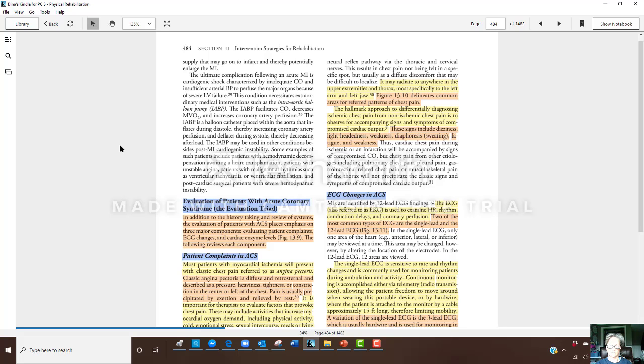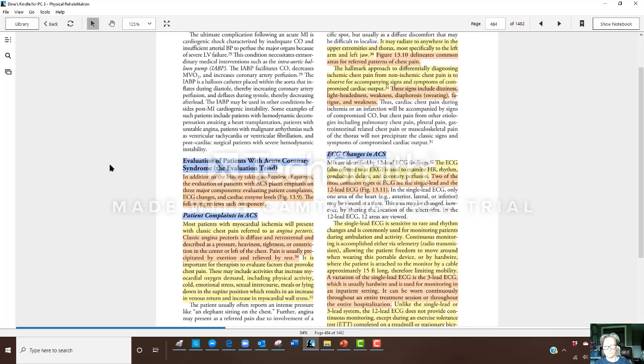These signs include dizziness, lightheadedness, weakness, diaphoresis (sweating), and fatigue. Thus, cardiac chest pain during ischemia or an infarction will be accompanied by signs of compromised CO. Chest pain from other etiologies, including pulmonary chest pain, pleural pain, gastrointestinal-related chest pain, or musculoskeletal pain of the thorax, will not precipitate the classic signs and symptoms of compromised cardiac output.